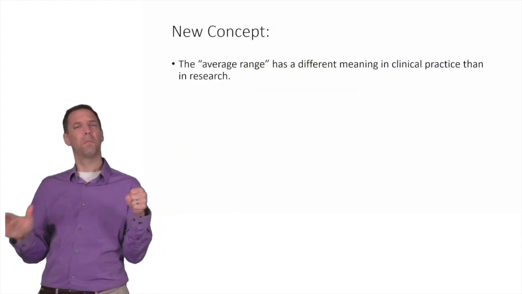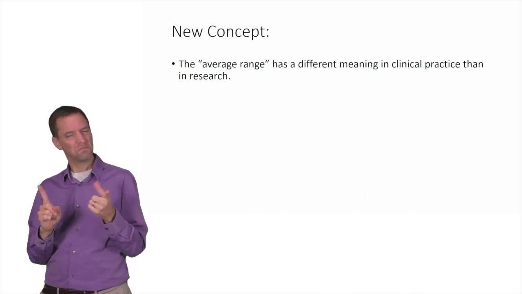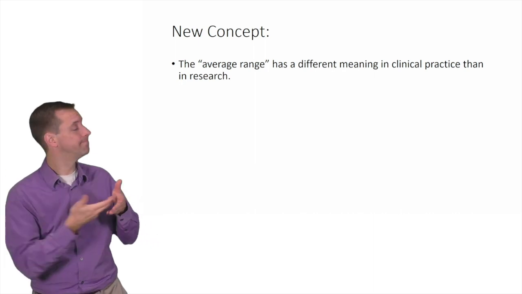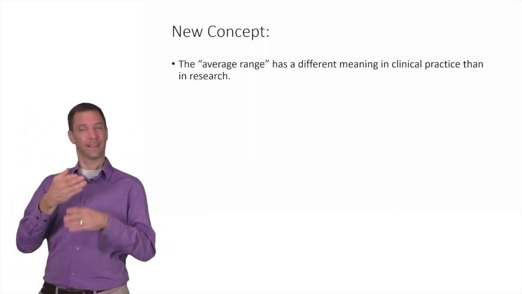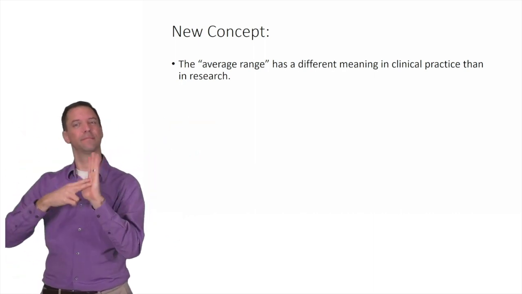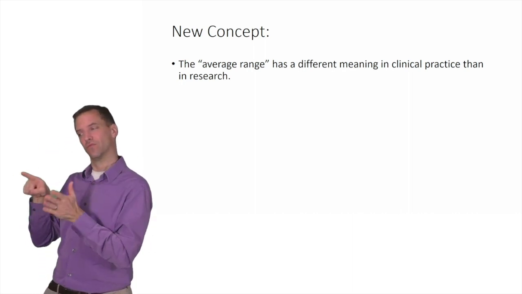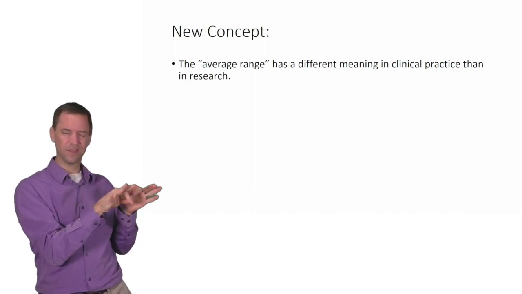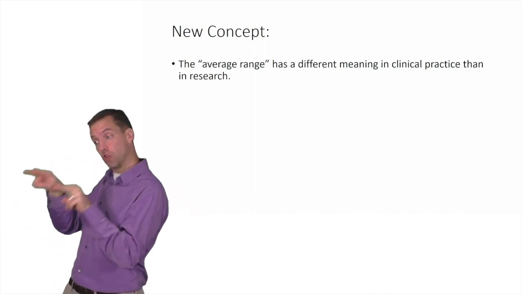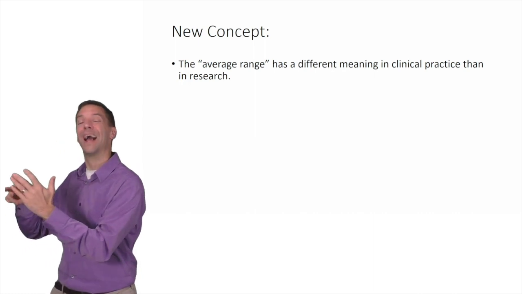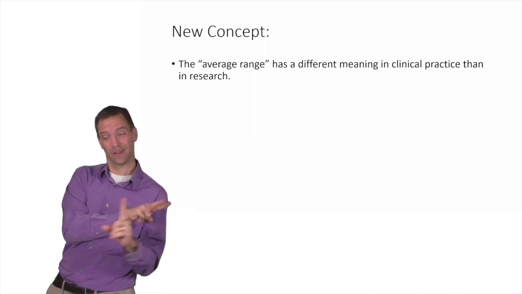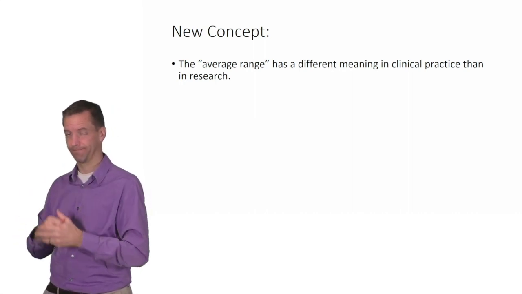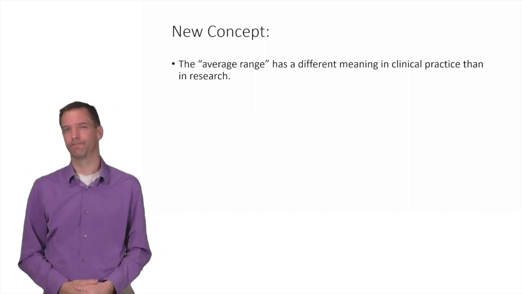The first concept we'd like to explain may not be completely new to you, but it never hurts to have a little reminder. The concept is this: the average range has a different meaning in clinical work compared to research contexts. Now, I am assuming that all of you are familiar with the clinical definition, but if you are looking at the research literature and applying the clinical definition to research studies, it is easy to misinterpret those results. Let me explain.